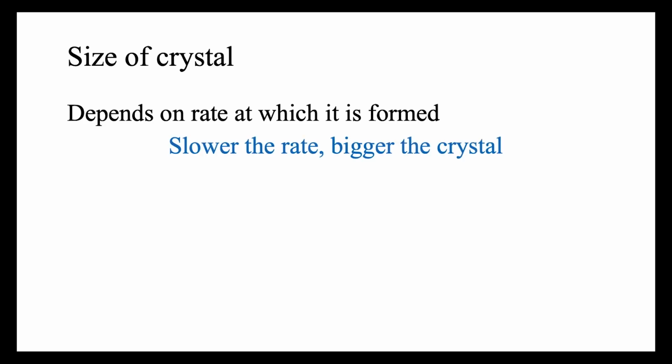Large transparent crystals of sodium chloride, lithium chloride, silver chloride and many others can be prepared by melting these solids and then allowing them to cool. Let's now discuss the size of the crystals formed by this method. The size of the crystals depends on the rate at which it is formed. It is seen that if the rate of formation is slow, you will get bigger crystals.